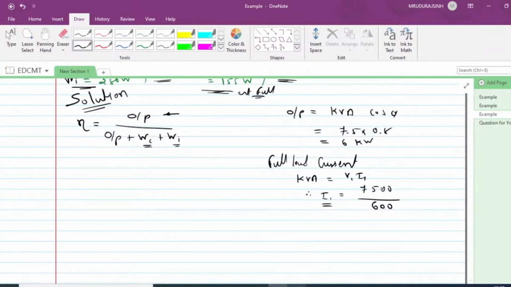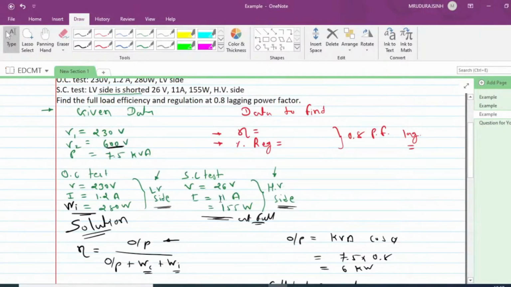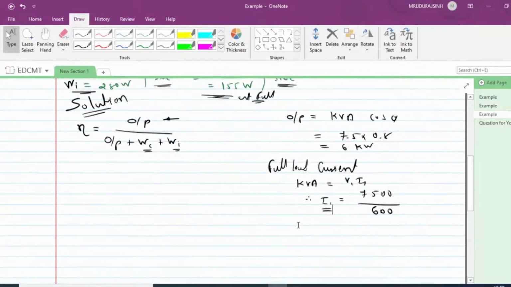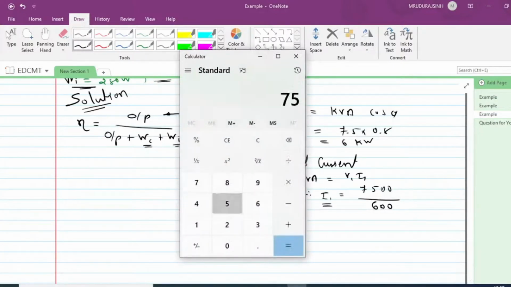So in this example, the voltage we are going to take is 600 volt, because we want the current of the HV side. And why do we want the current on the HV side? Because we want to know the copper losses, and this test was done referred to the HV side, and that is why we are referring to the HV side. So this is the trick in this example, and this is a good one. So 7500 divided by 600 gives us 12.5 amperes.